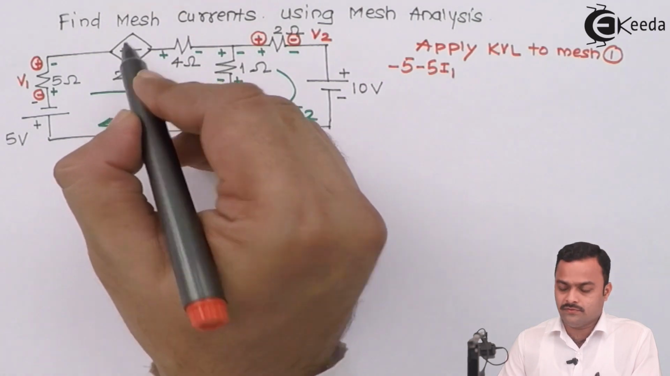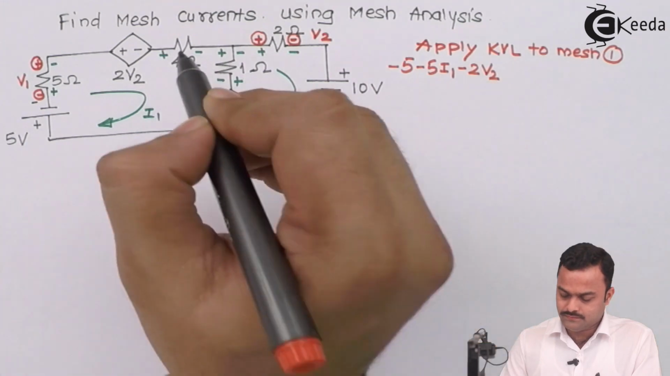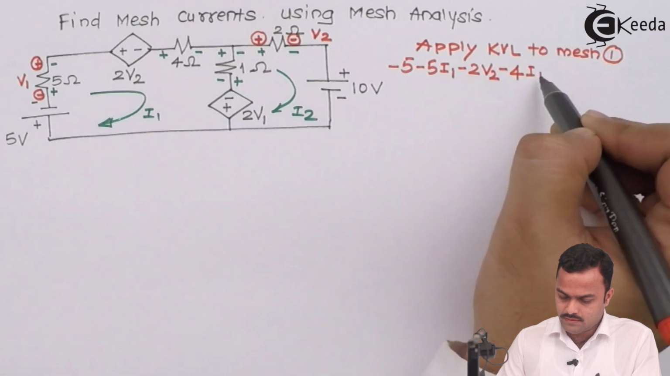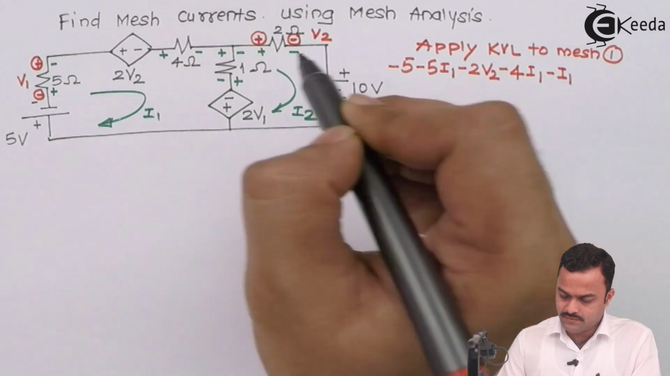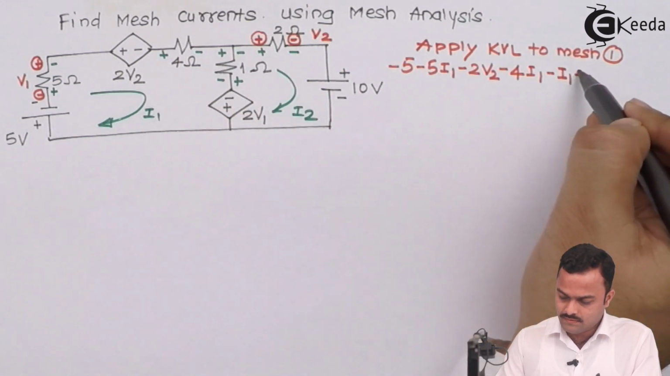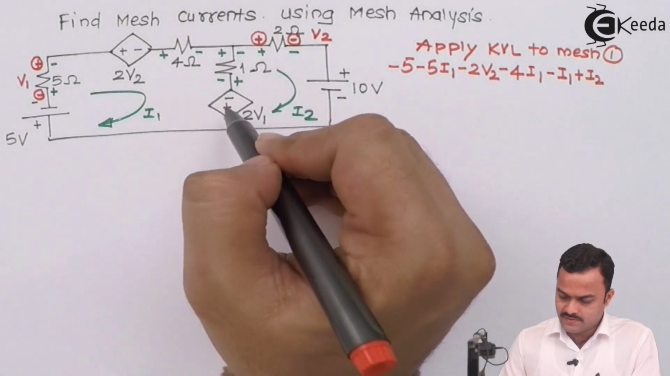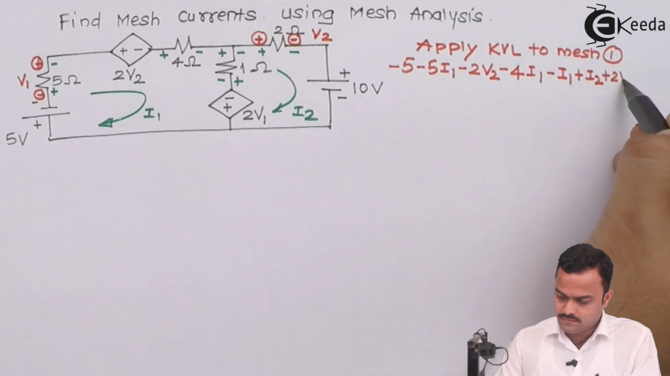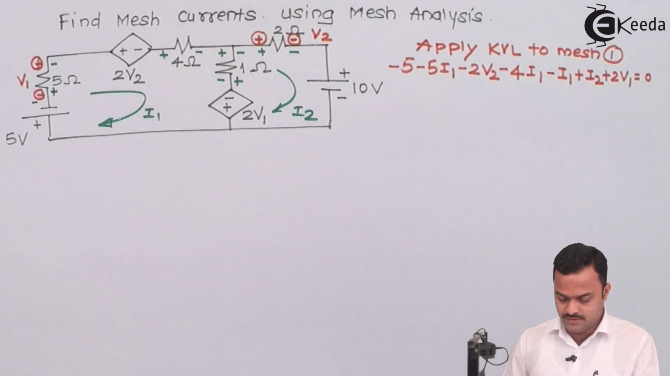Plus minus, it's a voltage source, so it's a minus 2 V2. Plus minus, minus 4 I1. Plus minus, minus I1. Minus plus, this is because of I2, so plus I2. And minus plus, which is plus 2 V1, equal to 0. Okay, so we have written an equation.